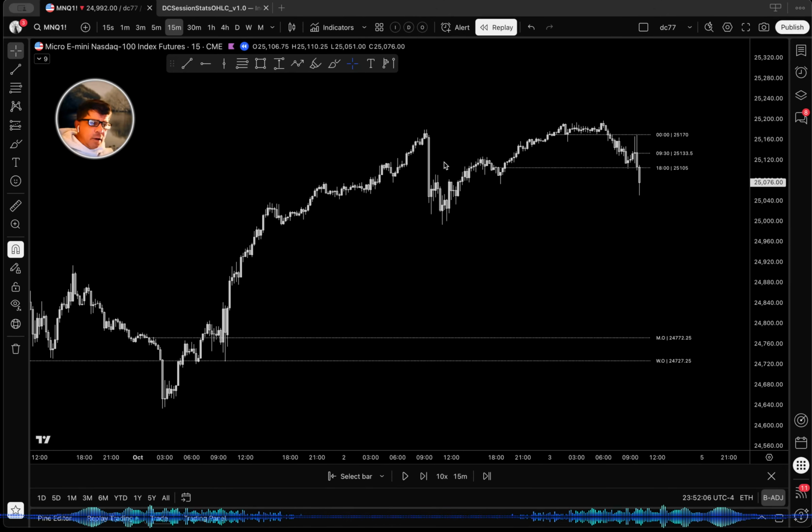What we're looking at right here, price action on NQ for October 3rd. We're looking at the 9:30 open going into the 10 o'clock hour, talking about the transition there between the 9 and the 10 o'clock hour.